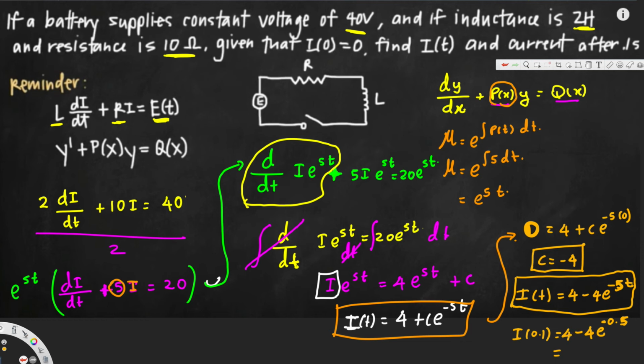Finally, if you plug this in the calculator, you're going to get the final answer: 4 minus 4 e power negative 0.5, and if you calculate this one, that's going to be the current after 0.1 second. And that's how we do that.